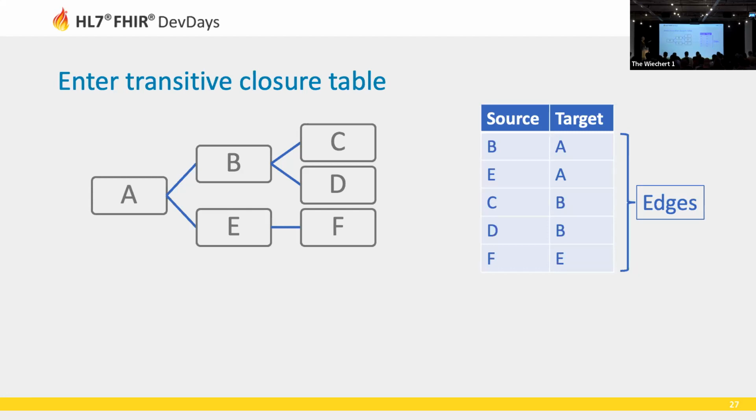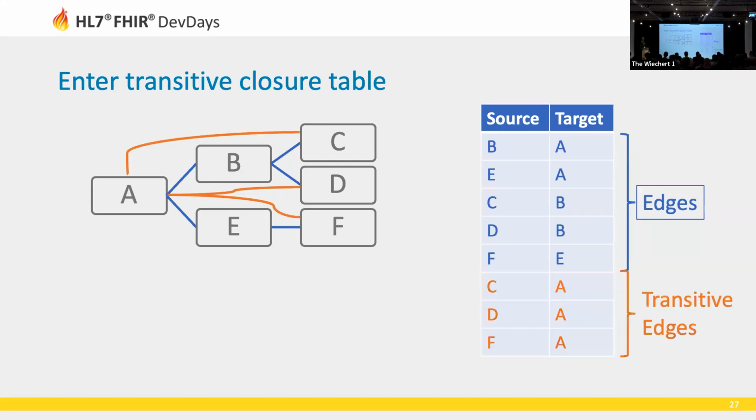If you look at a hierarchy here, and that table on the side, that's showing what each one of those edges are, the blue lines between the boxes of that hierarchy. So there's a relationship from B to A, from E to A, from C to B, D to B, F to E. So if I calculate the transitive closure, I'm just adding in those transitive edges, the orange edges. I didn't realize how appropriate the orange was in being in the Netherlands, but there you go. So we've added in C to A, D to A, and F to A, which are the transitive links.